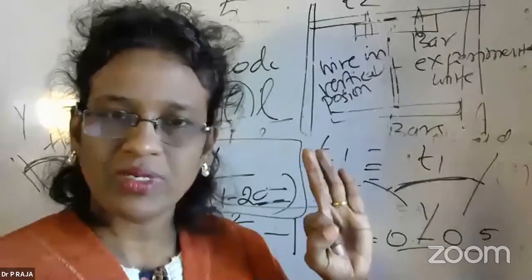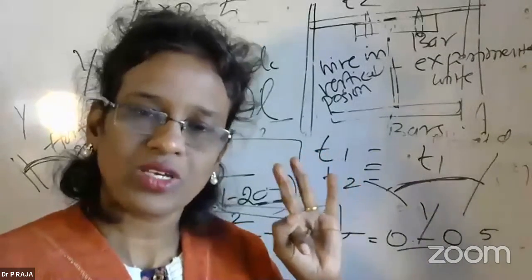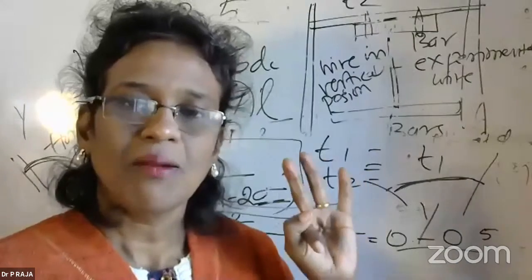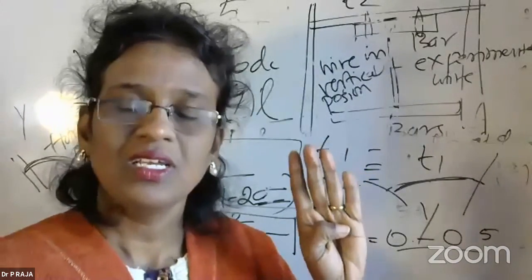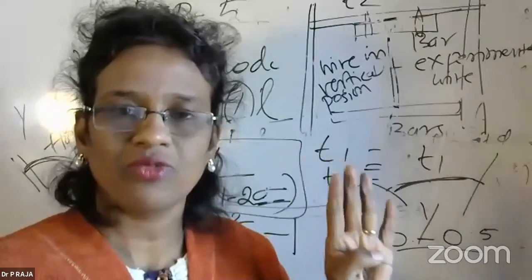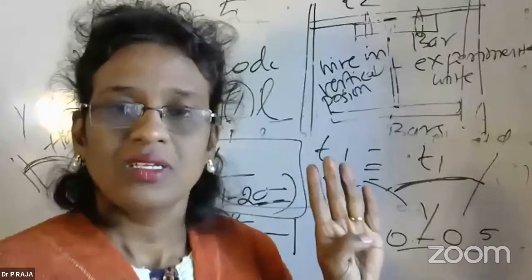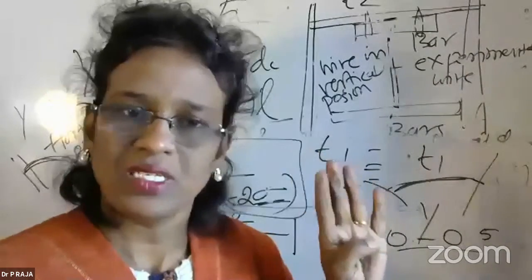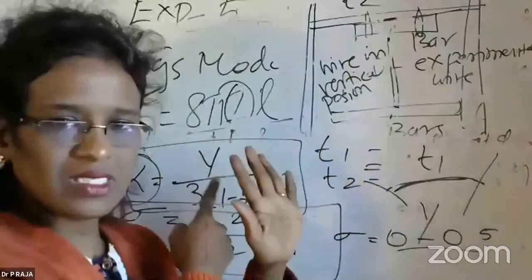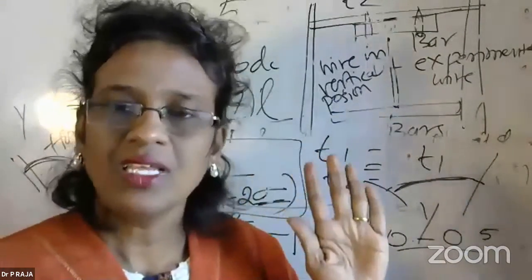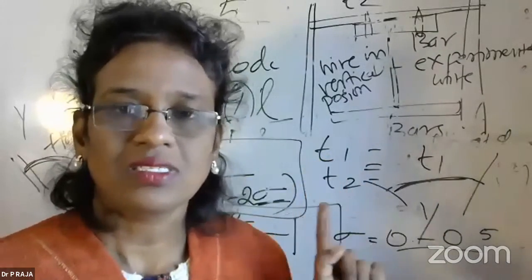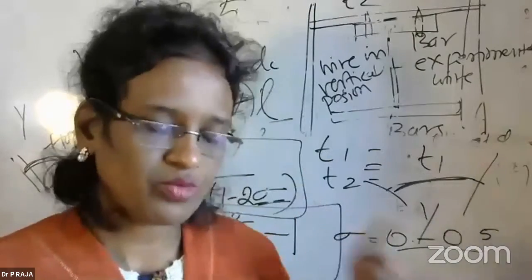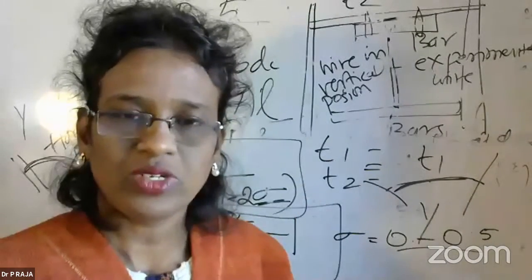The third experiment is to find the acceleration due to gravity using bar pendulum. The fourth experiment is to find the modulus of rigidity of the wire using Maxwell's vibrating needle. The fifth experiment is to find the elastic constants using Searle's experiment. I will write it and put it in the group also, don't get confused.